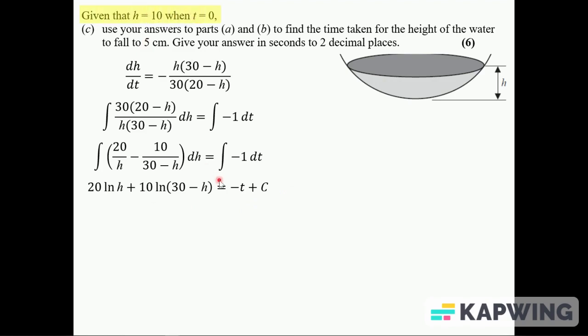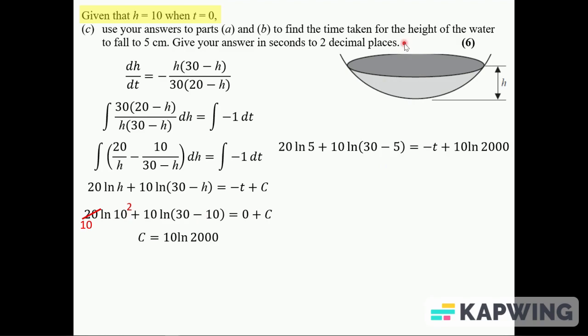Like I say, it tells me what h is when t is equal to 0. So subbing those in, 10 in for h and 0 in for t. I can change that 20 into 10 and put the 2 up there. So I've got ln 10 squared times 10, and I've got 10 ln 20 here, which is the same as 10 times ln of 100 times 20, so it's ln 2000. I've done it like an exact value rather than decimal for now.